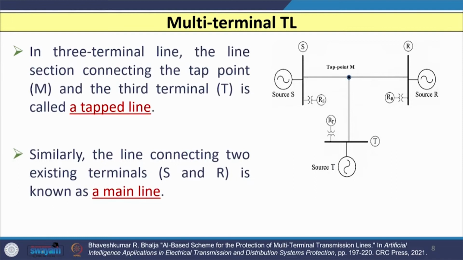Now, if I consider the 3 terminal transmission line, then the line section connecting the tap point M to the third terminal, that is substation T, is known as the tapped line. This is known as the tapped line because we have taken tappings from the conventional 2 terminal line. Similarly, the other two sections, that is, between S and M and between M and R, are nothing but our main line, right.